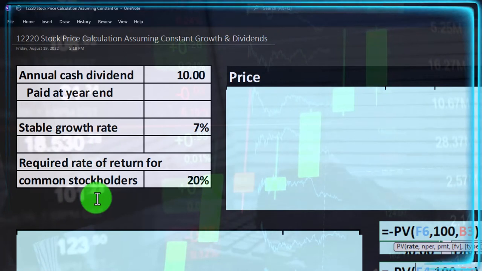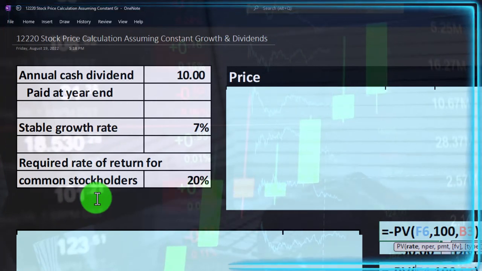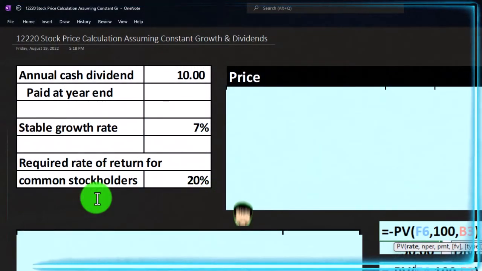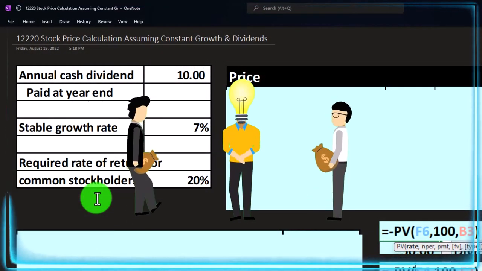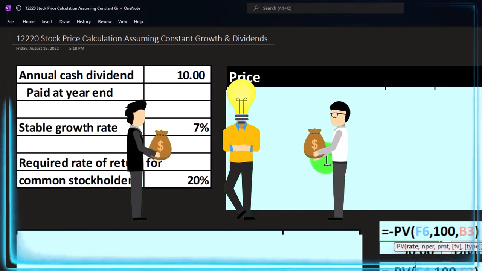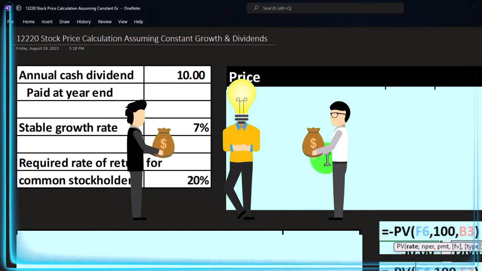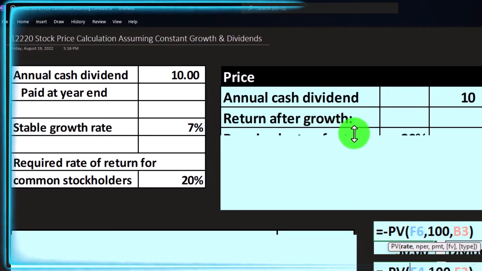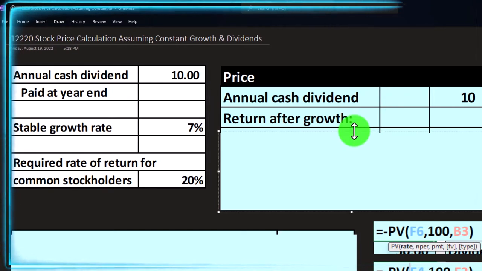The required rate of return for the common shareholders is 20%. This is how much, for example, we think could be received from other investments of a similar risk nature. So that's the rate that we have to clear in order to make it worthwhile for us to be purchasing these stocks. So we're going to say, okay, the annual cash dividend is 10, and this will be our quick calculation. Then we'll try to understand it with cash flows a little bit more in depth.